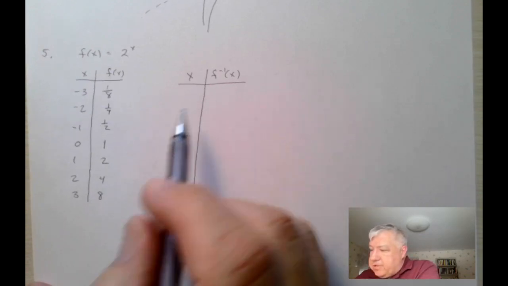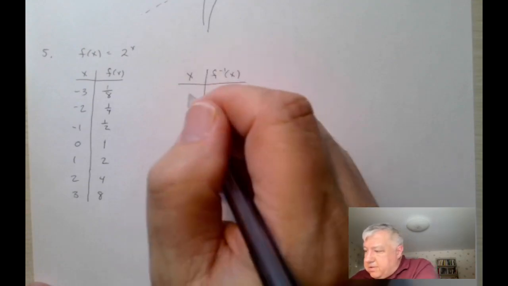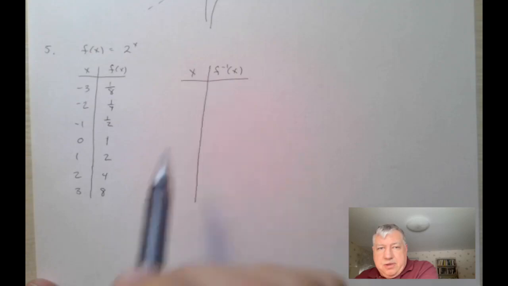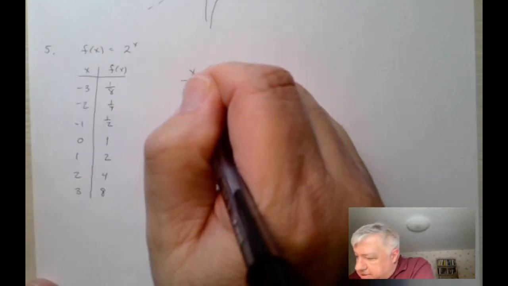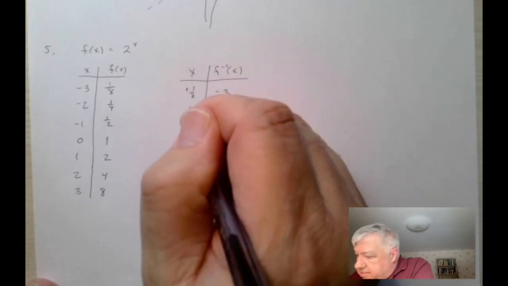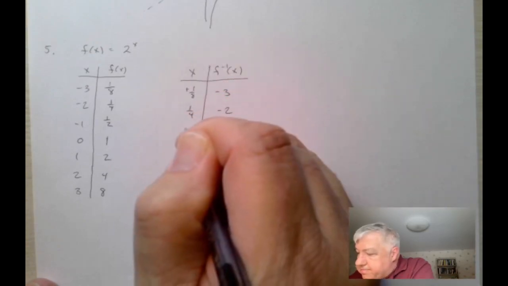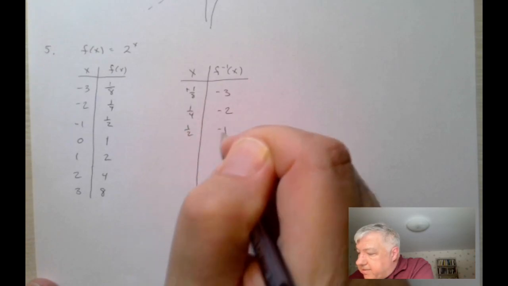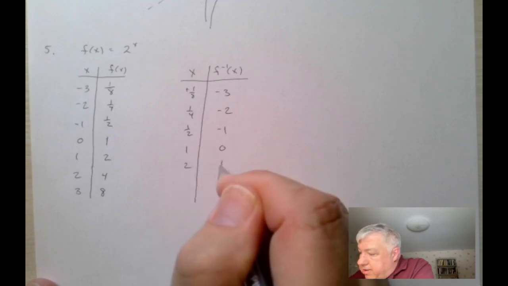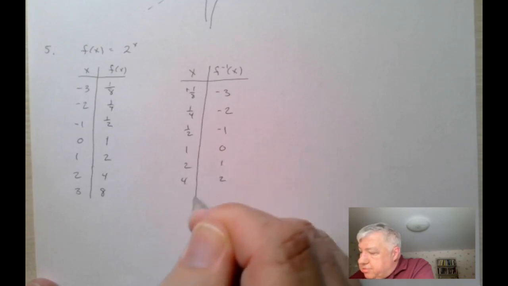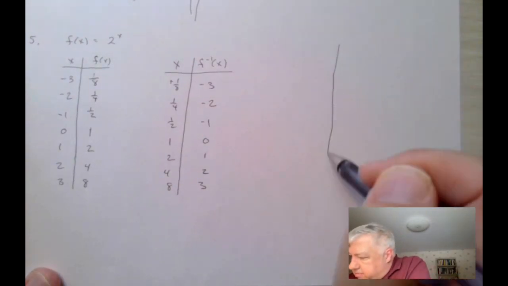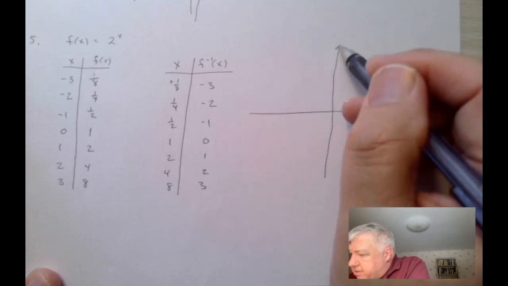So now if we were to find the inverses of all these, we would just interchange all of these to find the points on the inverse graph. This is 1/8, -3, this should be positive 1/8, positive 1/4, -2, 1/2, -1, 1, 0, 2, 1, 4, 2, and 8, 3. And if we want, we could plot both of these graphs.